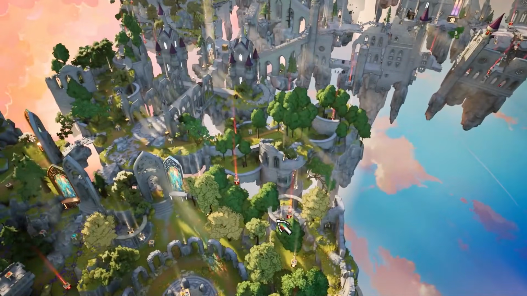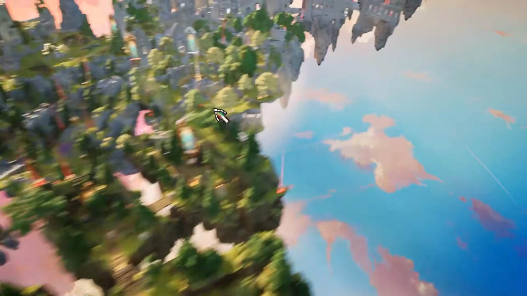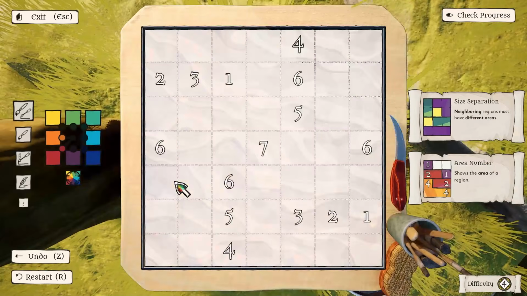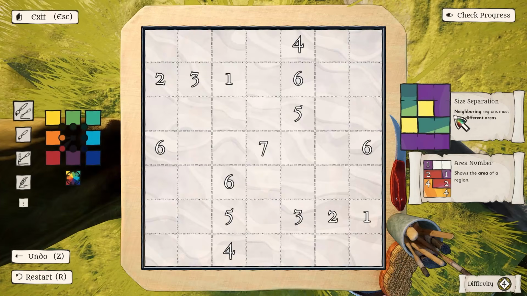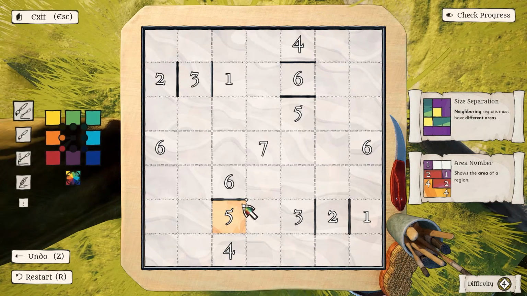There's a 4 there, there's a 4 there. We're probably doing 4s. Have we done you? We have not done you. It's also a 4 though. Size separation, area number. Okay, well, this is true anyway, regardless of the size separation.